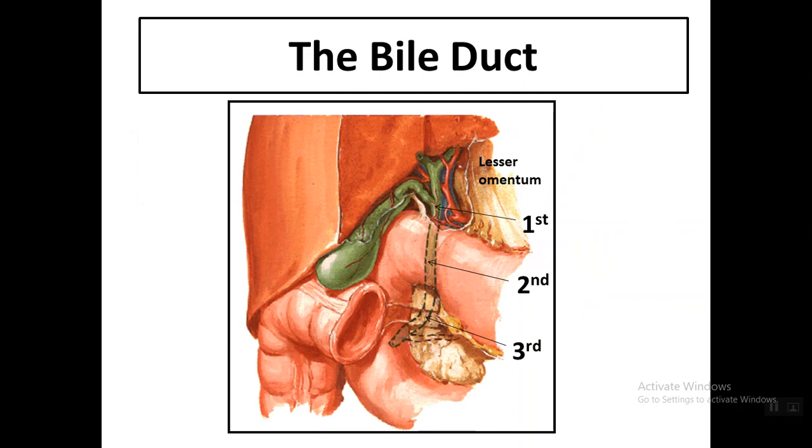Now we come to the bile duct. After the cystic duct unites with the common hepatic duct, it will form the bile duct. The bile duct can be divided into three parts: the first, second, and third part of the bile duct. The bile duct is about 8 cm long until it drains into the second part of the duodenum.